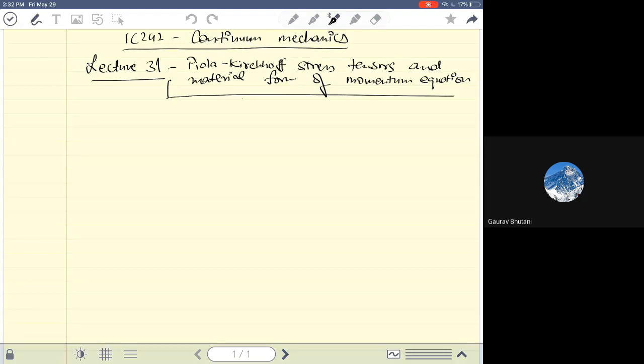So before we actually start, let's quickly recall how we derived and obtained the Cauchy stress tensor sigma ij and what is the meaning of sigma ij, which will help us derive from first principles the Piola-Kirchhoff stress tensors. Okay, so the first few minutes are simply a recall of what we have done in the past.